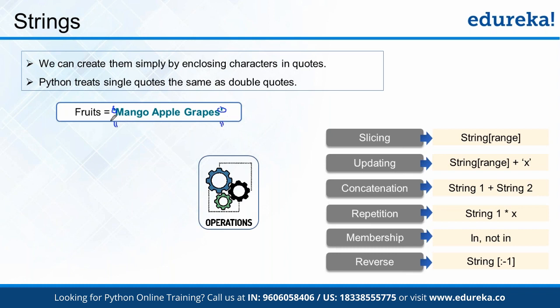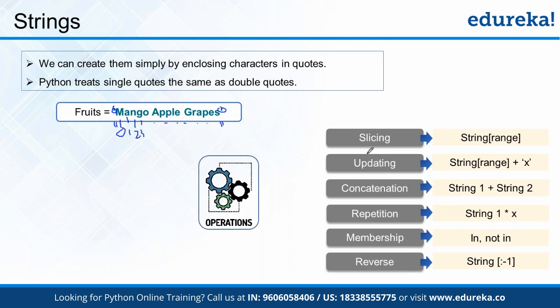Okay, and because in Python even a single character is treated like a complete string, there is no data type like character in Python. Within this string, this is at the 0th position, this is at the first position, this is at the second position, this is at the third position, and so on.